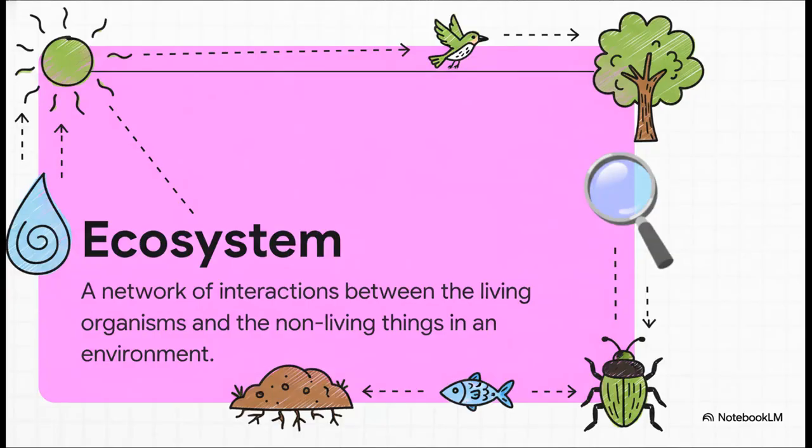Now, that food web is just one part of a much bigger thing called an ecosystem. The most important part of this definition to remember is that an ecosystem isn't just about the living things. It's about how the living parts, the biotic parts, interact with the non-living or abiotic parts, like the sunlight, the water, the air, the soil. It's the whole entire system working together.